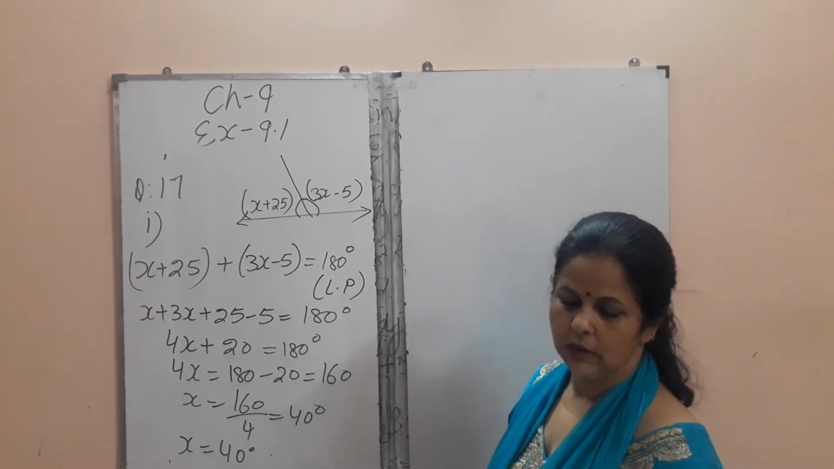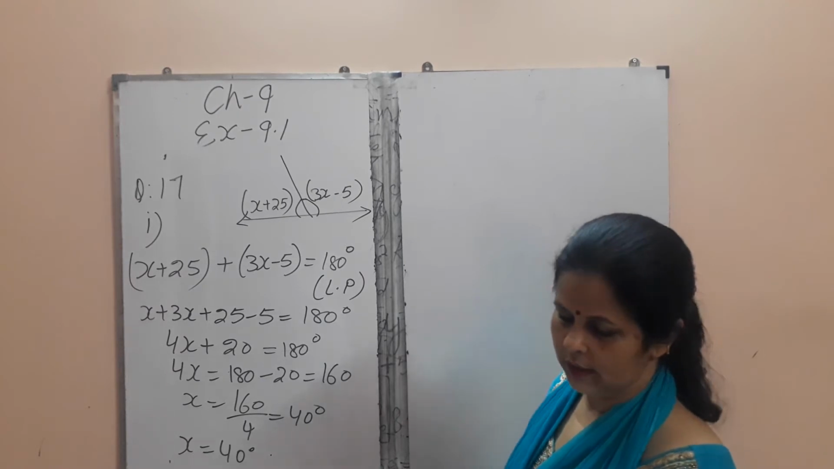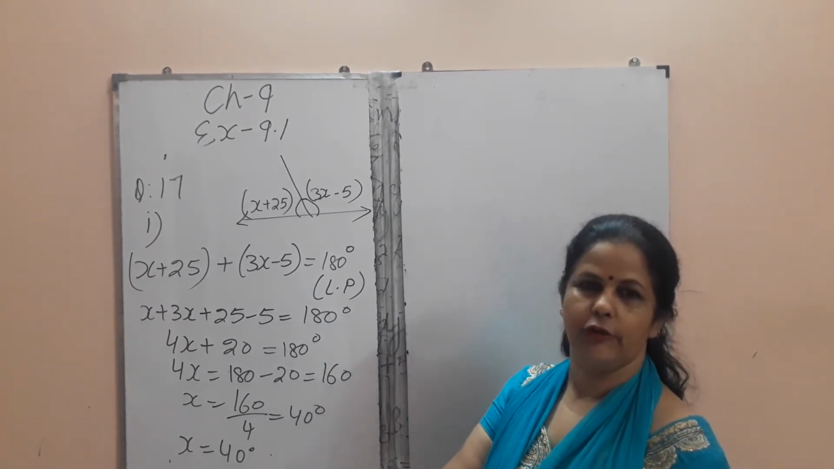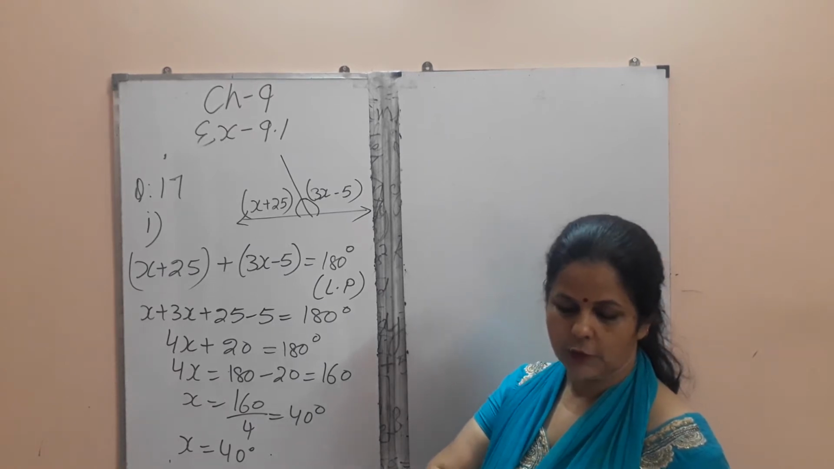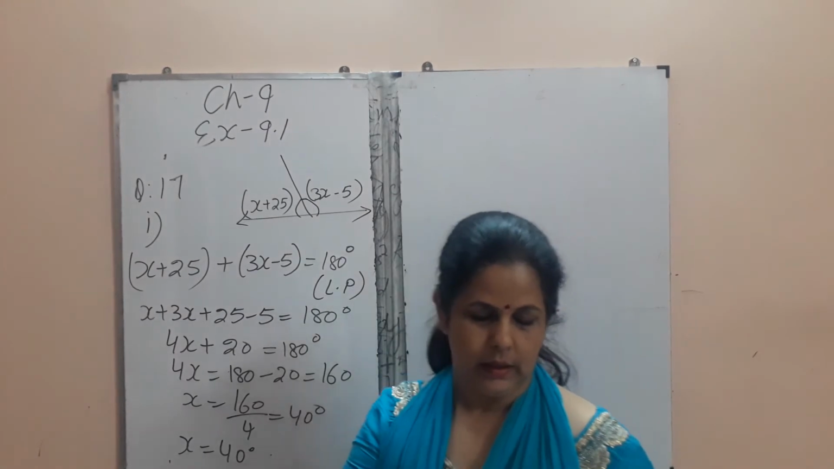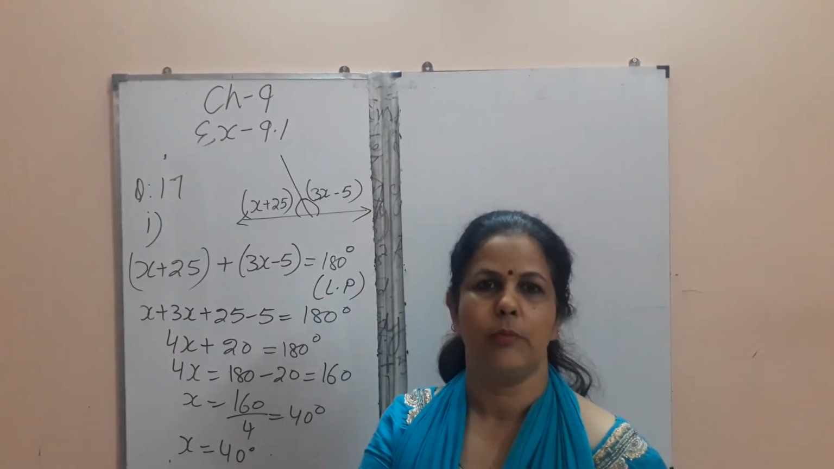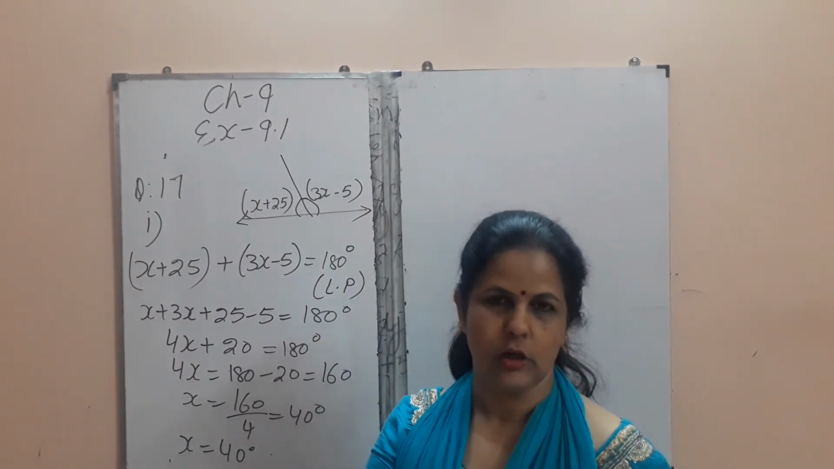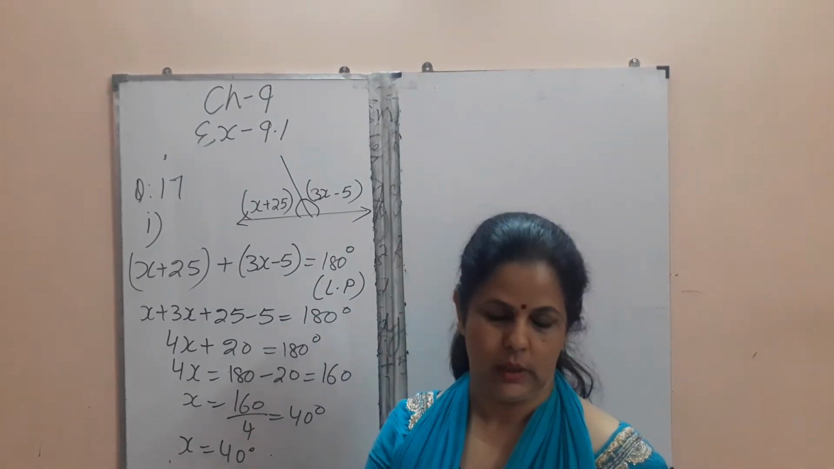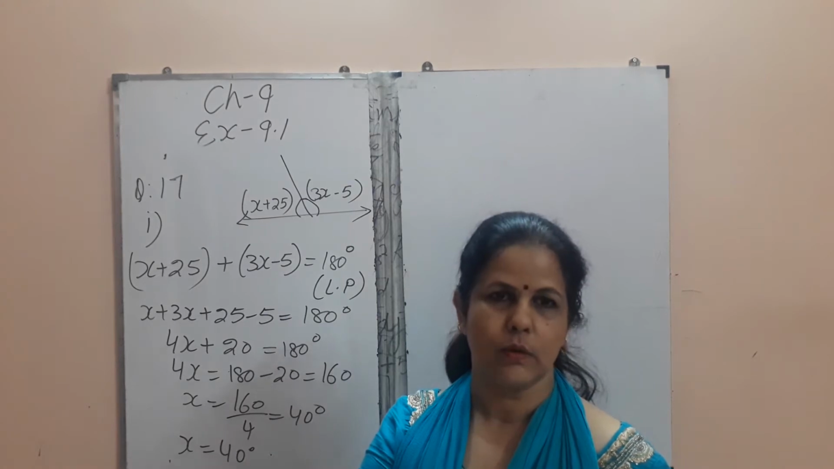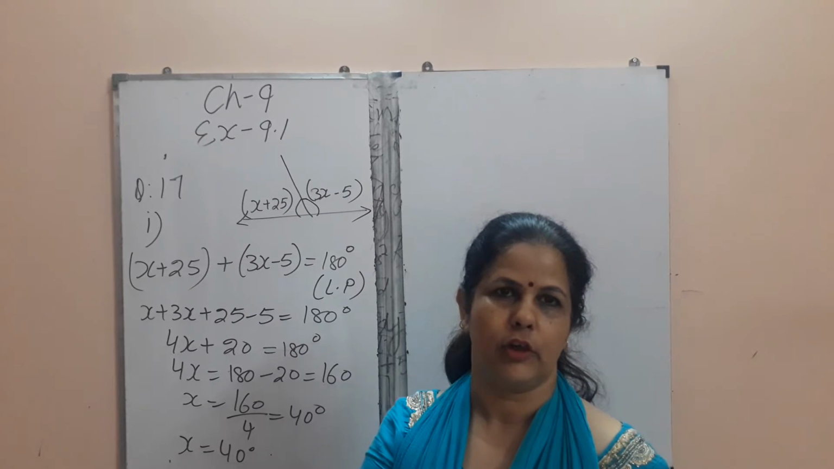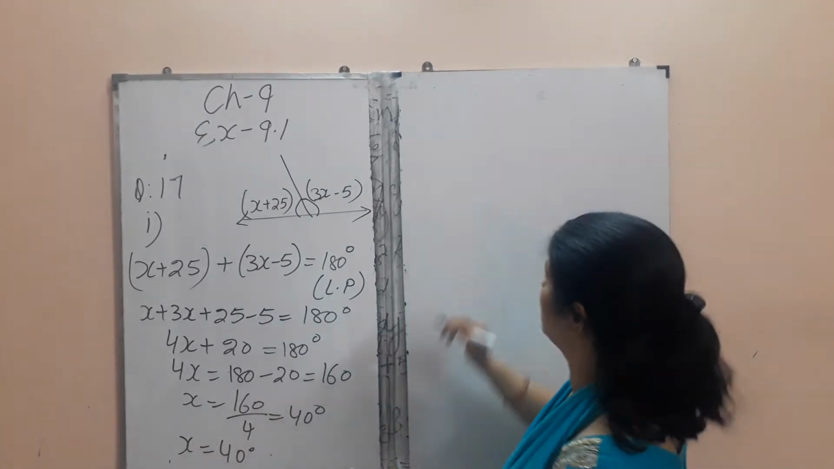Now question number 3 and 4. In question number 3, 5x and 140, which pair are they? If two lines are intersecting, the opposite angles formed by those two intersecting lines are called vertically opposite angles, and vertically opposite angles are always equal. So 5x equals 140 degrees, and then you will find the value of x equals 140 upon 5.